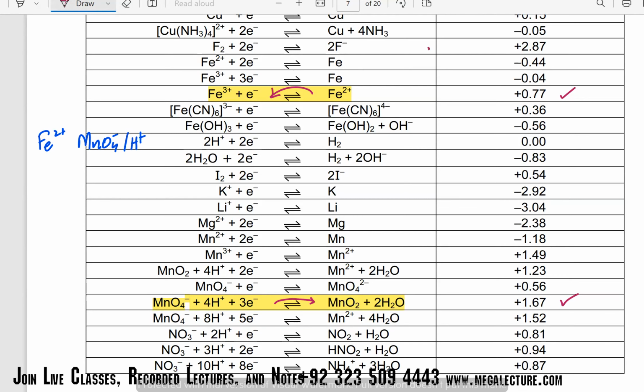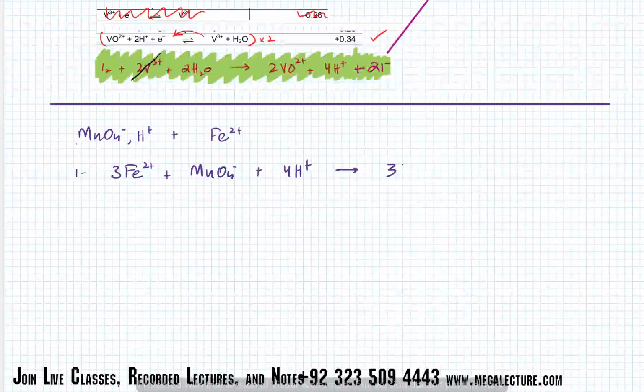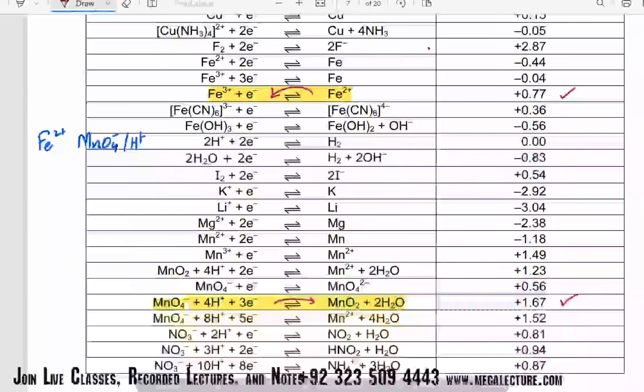MnO4 minus 1 plus 4H plus 1. So MnO4 minus 1. And the product is 3 Fe3 plus, पता नहीं क्या बन रहा था. It was forming MnO2 and 2H2O.